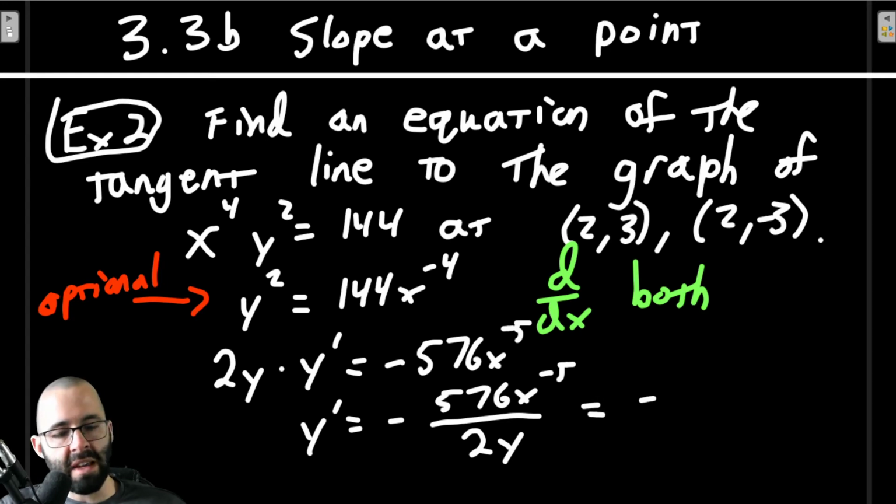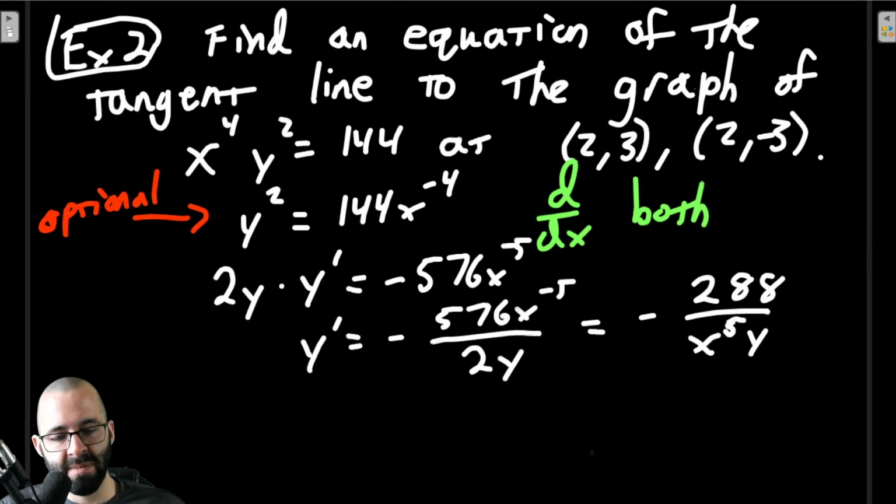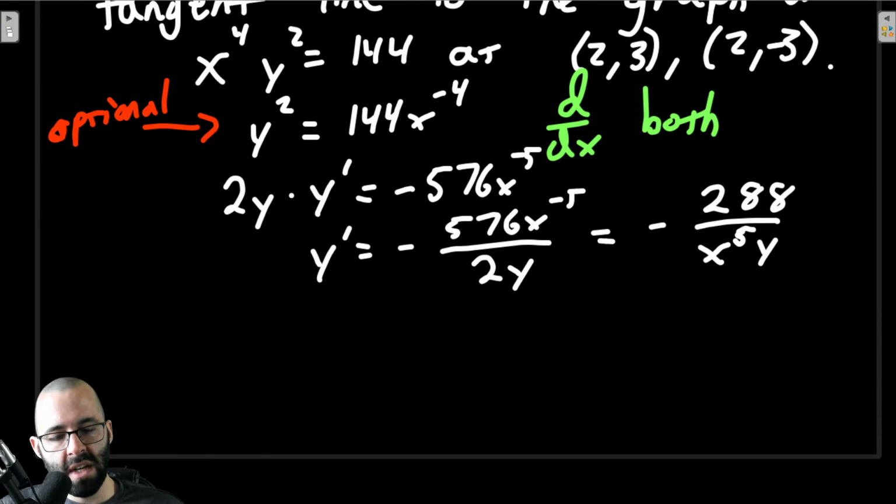They're both even, so they cancel. We get 288 x to the 5th. We can put that in the bottom. Negative exponent means it goes to the other place. It goes to the bad place. And there we go. That's our derivative.